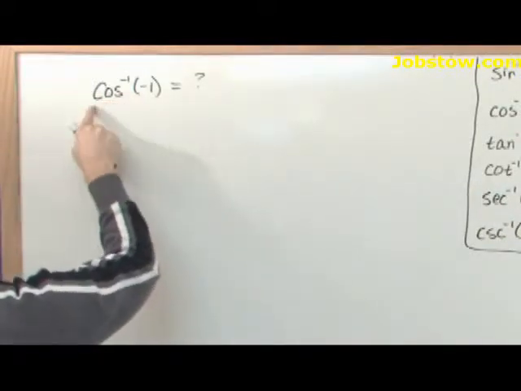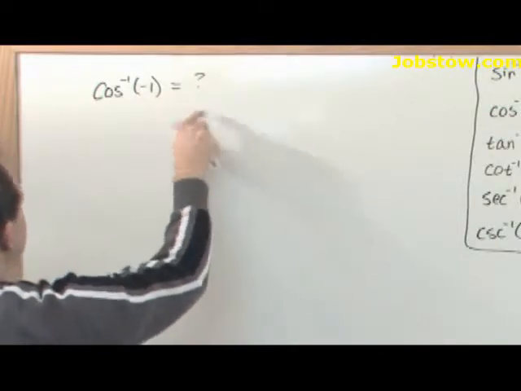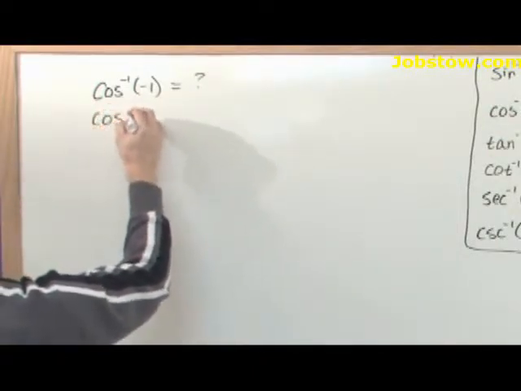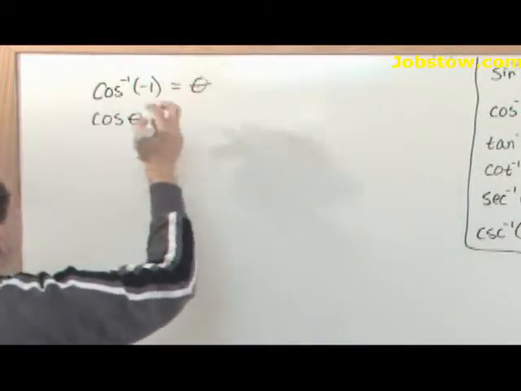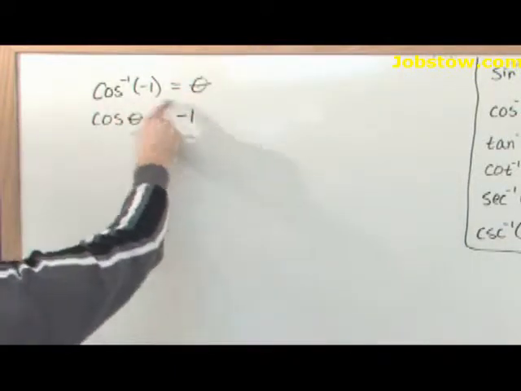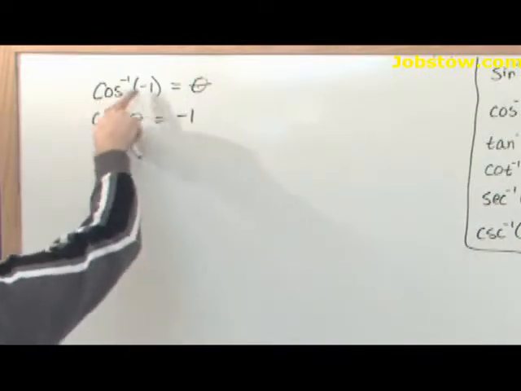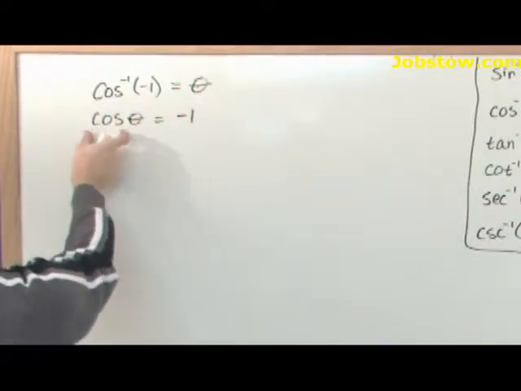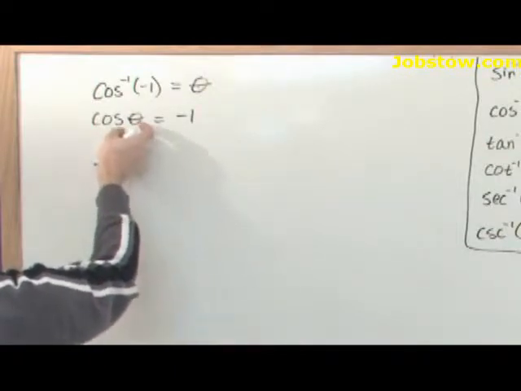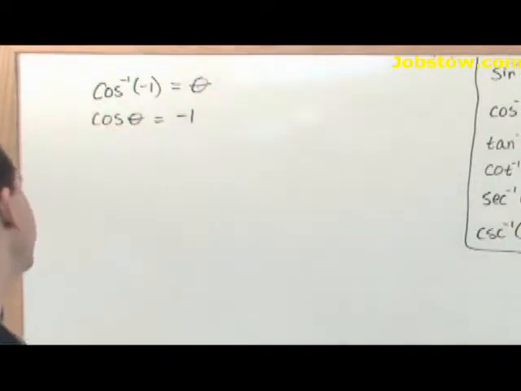I always say, well, what this is asking me is: the cosine of some angle, which is what would have been here, is going to equal -1. That's what this is telling me. So if you have the inverse cosine of a number returning an angle, that means you're trying to find the cosine of some angle that I do not know yet that is going to give me -1.